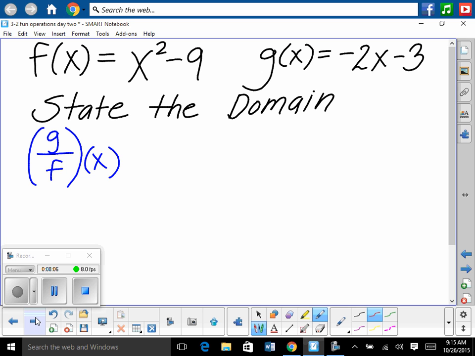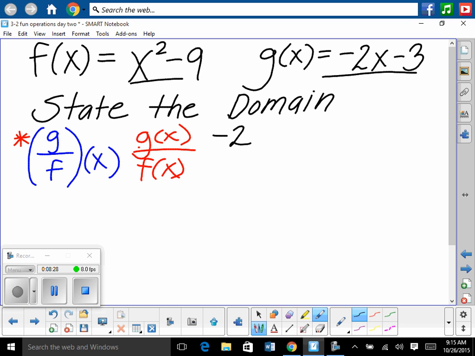Okay. All right, so given the same two functions, this time we're going to do g divided by f of x. Now pay attention, because this one we've got to pay attention to the order. G divided by f. So what we know, this is g of x divided by f of x. So g of x is going to go on top. So we have this divided by this. So we have negative 2x minus 3 divided by x squared minus 9. Is everybody following me? All right, now that's our answer.